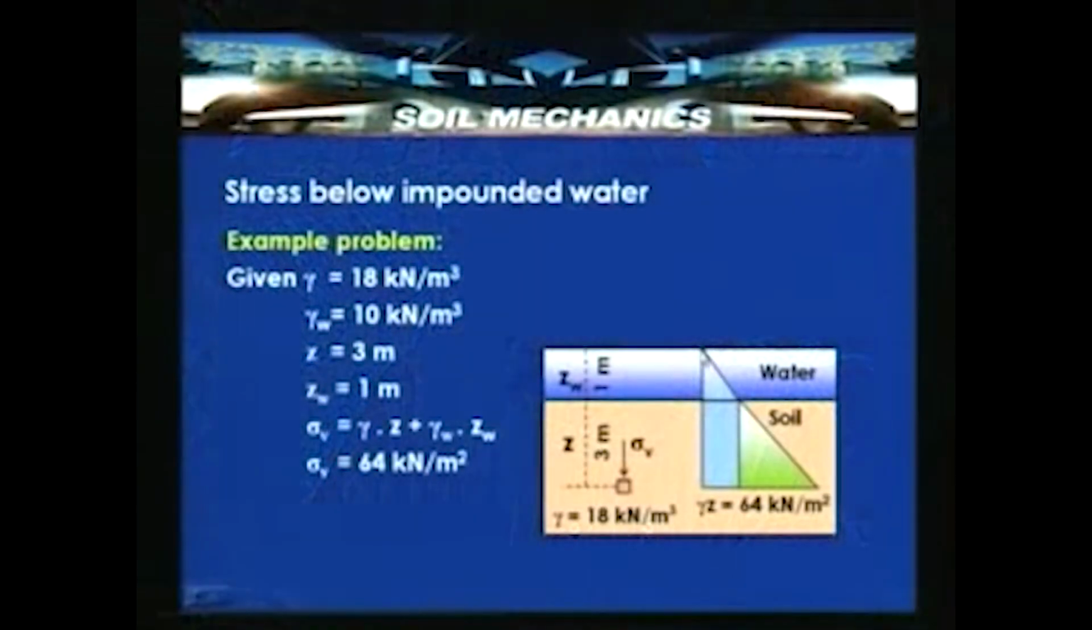So, if you now consider that deliberation, what we get is a vertical stress due to water which gets added here, and then this is the stress resulting due to soil mass. So, the entire vertical stress at a depth of 3 meter below the ground surface is due to the impounded water as well as due to the soil mass stress. So, that is gamma Z is equal to 64 kilonewton per meter square.